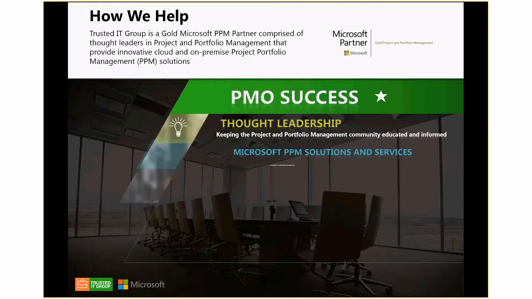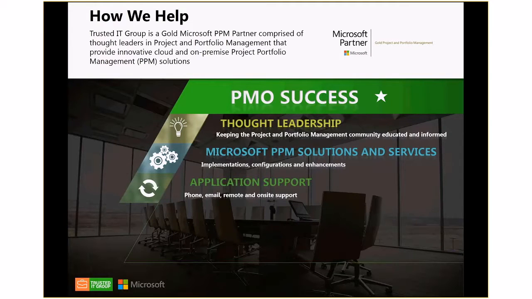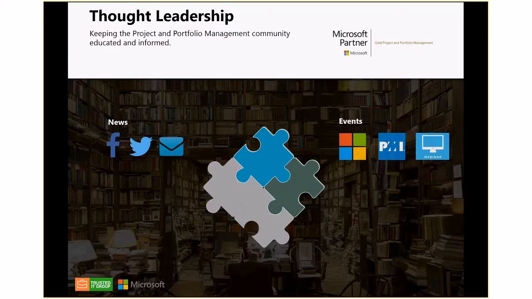Great. So who are we and how do we help? The name of the organization is Trusted IT Group. We're a gold Microsoft PPM partner comprised of thought leaders in the project and portfolio management space. We really like to focus on 3 specific areas of this industry. The first one is thought leadership. The second one is Microsoft PPM solutions and services. And the third one is application support. So let's just talk about that really quickly.